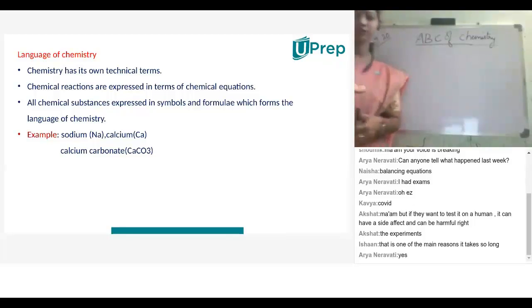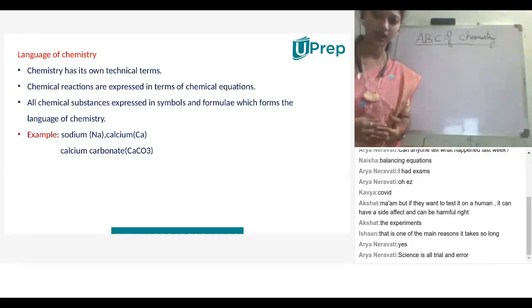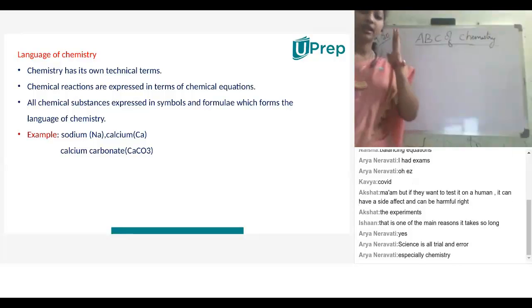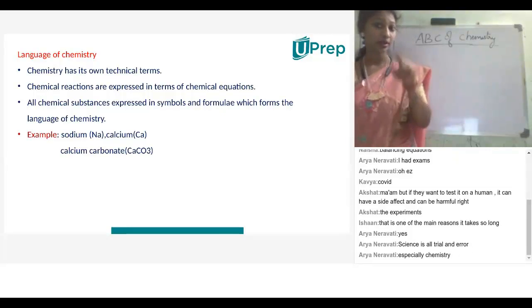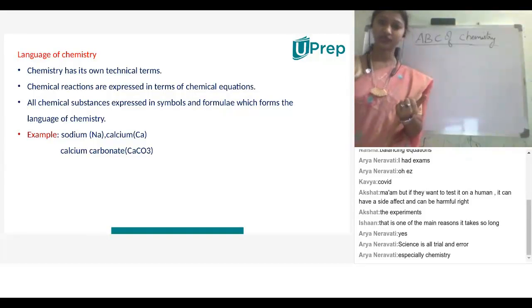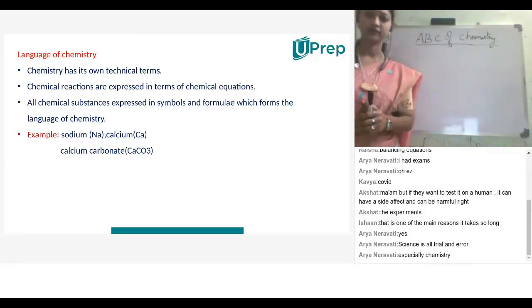Second, chemical reactions are expressed in terms of chemical equations. All chemical substances are expressed in symbols and formulae, which form the language of chemistry. Example: sodium, calcium carbonate. Chemistry mainly deals with technical terms. Chemistry terminology we can't use in biology, and biology terminology we can't use in chemistry. That means each and every subject has its own language.